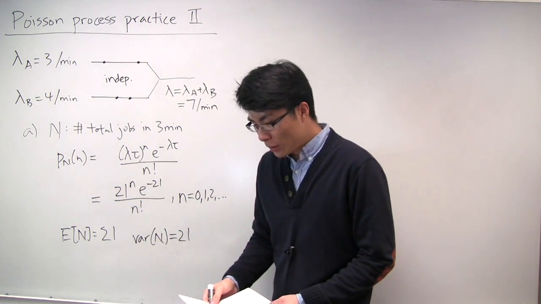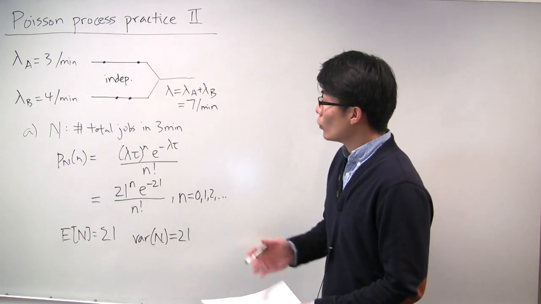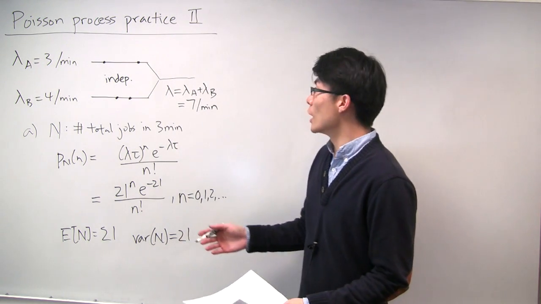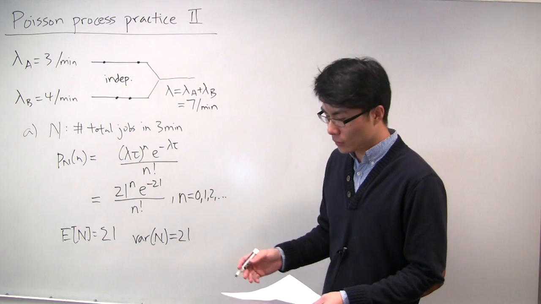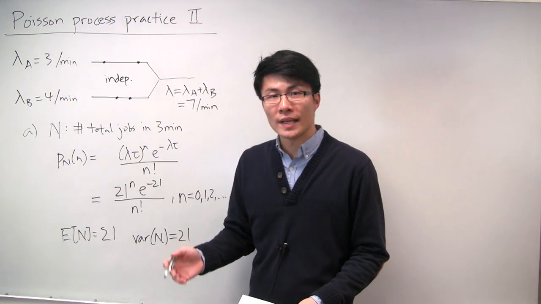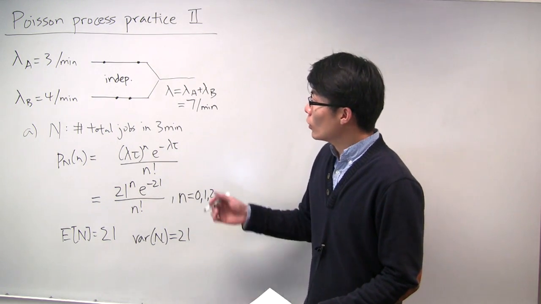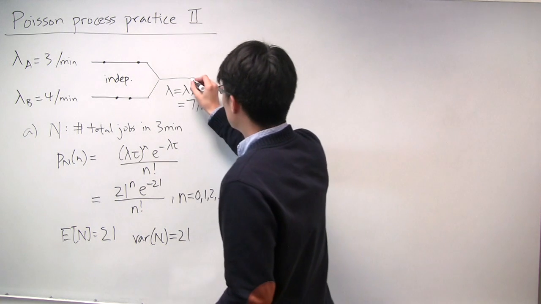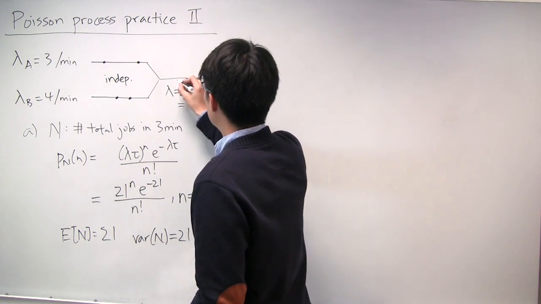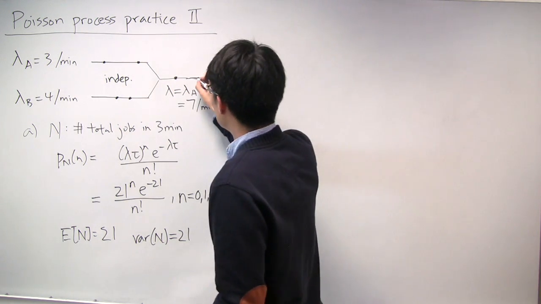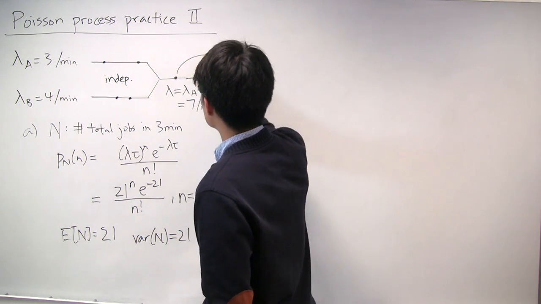Okay. In part B, we're told that we have a 10-minute interval, and we know that there were exactly 10 total jobs that arrived in this 10-minute interval. And what we're asked to find is the probability that exactly 3 of these 10 jobs were of type A. So in order to do that, let's go back to our merge process and consider any arrival in this merge process. Let's say this one.